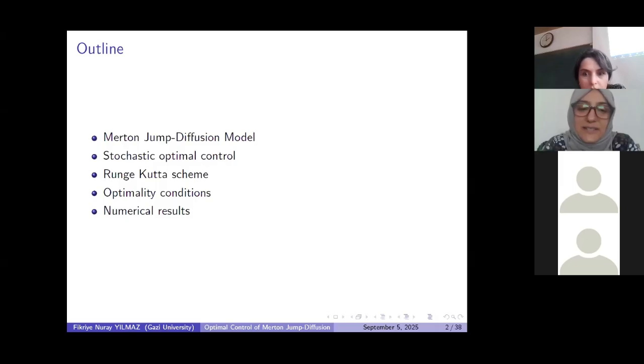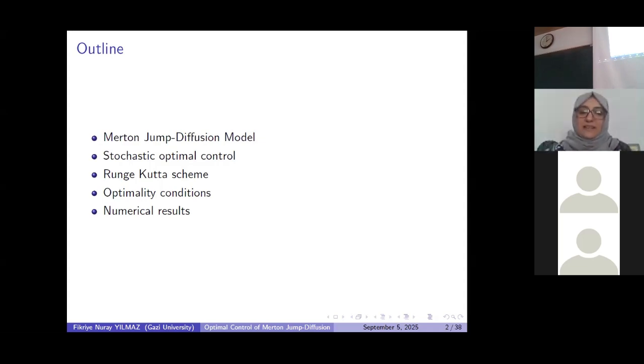control problems at the end. Since we are interested in discrete solutions, I mean numerical solutions in this work, I will talk about Runge-Kutta scheme also. But of course, it will be a stochastic case. And by using this scheme, I'm going to obtain optimality conditions of our model problem.